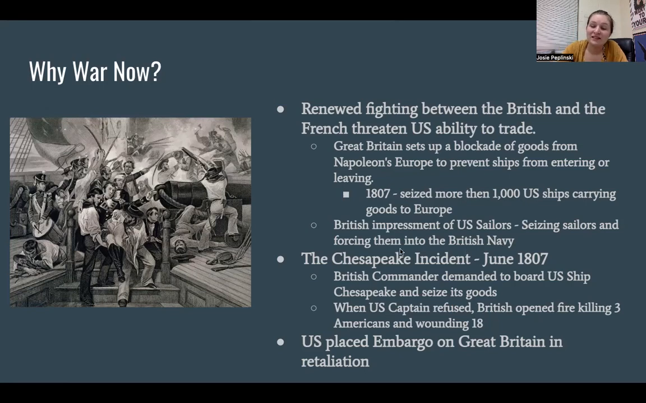The turning point for the Americans joining this fight is the Chesapeake incident in June 1807. A British commander demanded to board the United States ship Chesapeake and seize its goods. The captain refused, would not let him on, and the British opened fire, shot at those sailors, killing 3 and wounding 18. Therefore, that's when the United States placed that embargo on Great Britain in retaliation. That's the embargo of 1807 that we talked about yesterday with Jefferson.